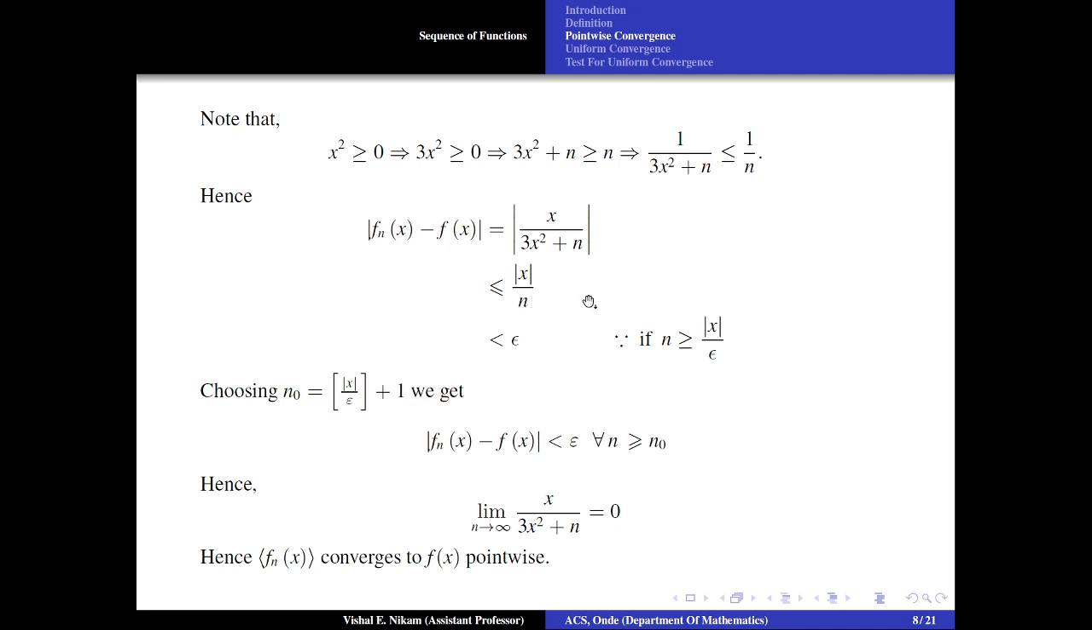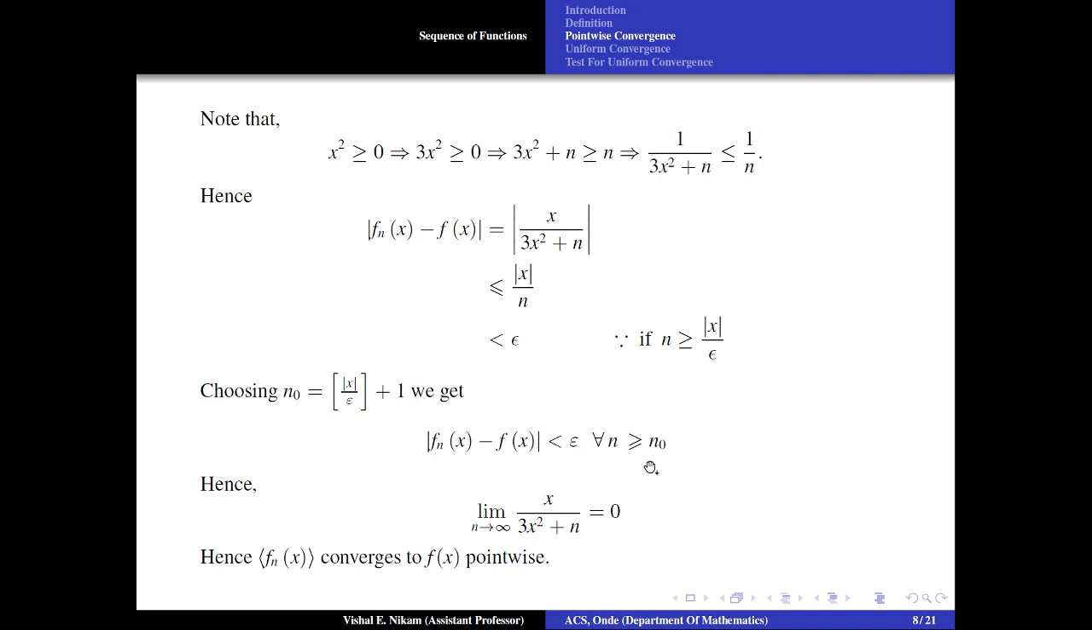Now by considering mod x upon n less than epsilon, we get this inequality: n greater than mod x upon epsilon. That is, fn of x minus f of x is less than epsilon if n is greater than mod x upon epsilon. That is, here we get a number n naught to show this inequality. How do we get n naught? Define n naught is equal to the integer part of mod x upon epsilon plus 1. We get mod of fn of x minus f of x is less than epsilon for all n greater than or equal to n naught.